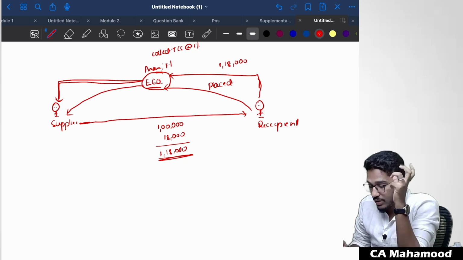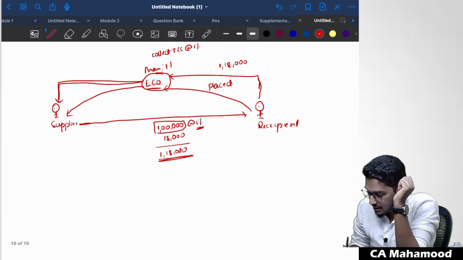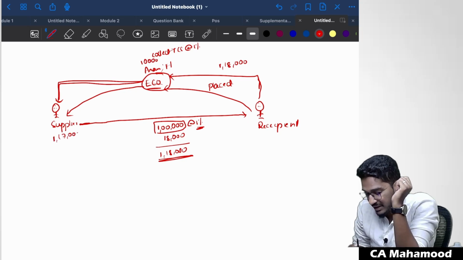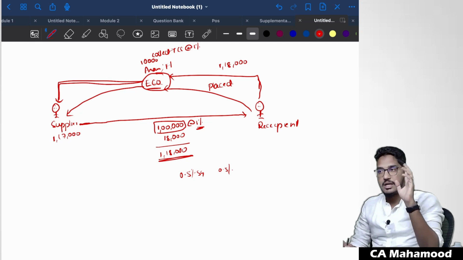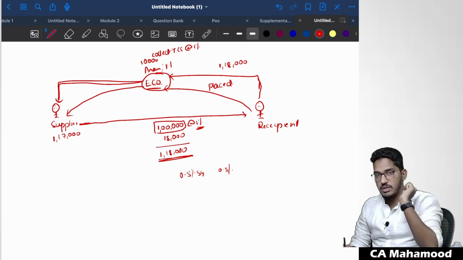Sir, what is this 1%, sir? Take for example, here the value of supply is 1 lakh rupees. If it is an interstate supply, he will collect 1% of IGST. If I calculate 1%, 1,000 rupees he is going to keep, and only the balance will be transferred to the supplier. If it is an intrastate supply, 0.5% of SGST and 0.5% of CGST will be collected. There is a difference here. TDS effective rate is 2%. TCS effective rate is 1% only.